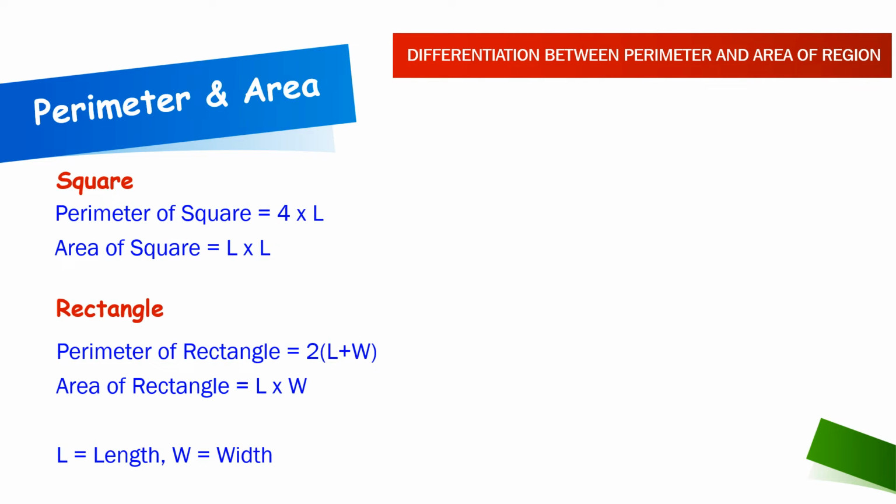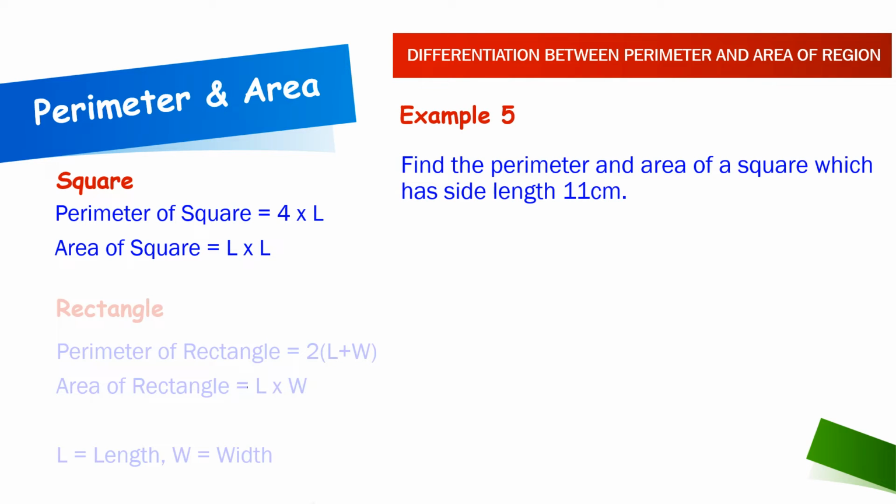Here's a summary of our main results for the square and the rectangle. We're going to use this summary to help us solve the next few examples. Pause the video and have a go at this example. Press play when you're ready to view the solution. So in this example, we're required to find the perimeter and area of a square which has side length 11 centimeters.